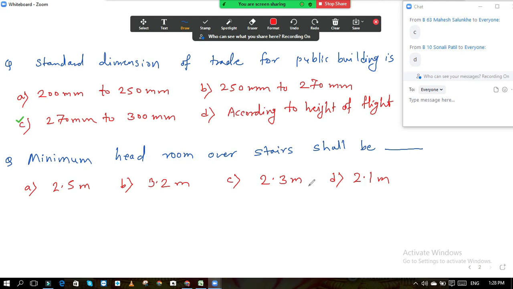Roll number 10 has given the answer 2.1. Anybody else? What is the answer? Roll number 63, Mahesh, is saying 2.5. Any other answer? One answer is 2.1, second is 2.5. Anybody having any other answer?